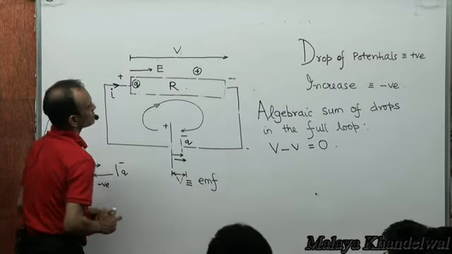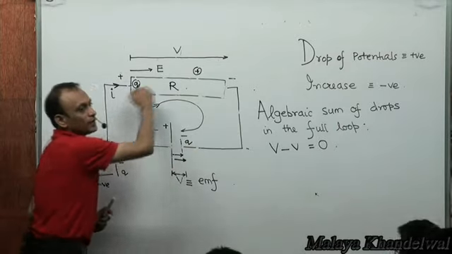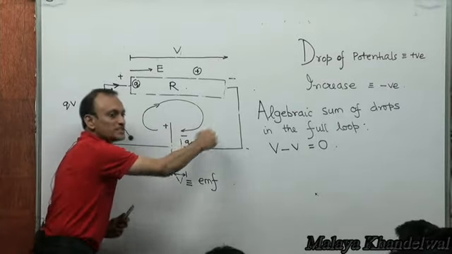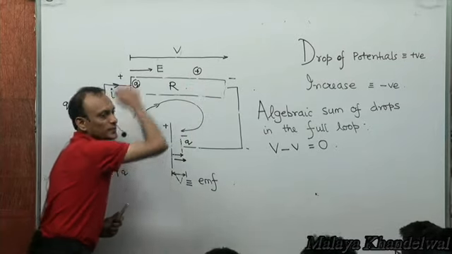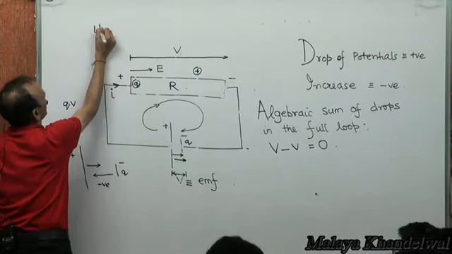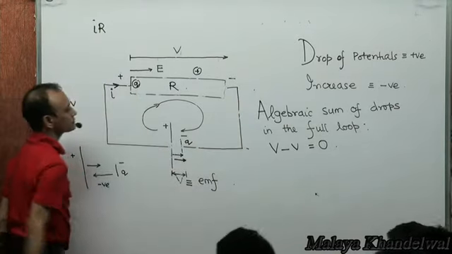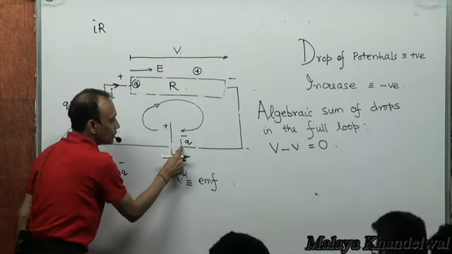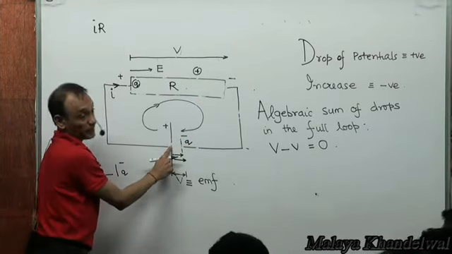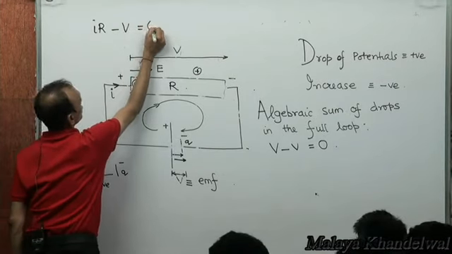Realize then that the algebraic sum of the drops in a closed loop must be 0. So the drop from here to here is IR. Yes or no? The drop from here to here is IR. And then I come back here. From here to here, there is a negative drop because there is an increase. So minus V. That must be 0. Right?